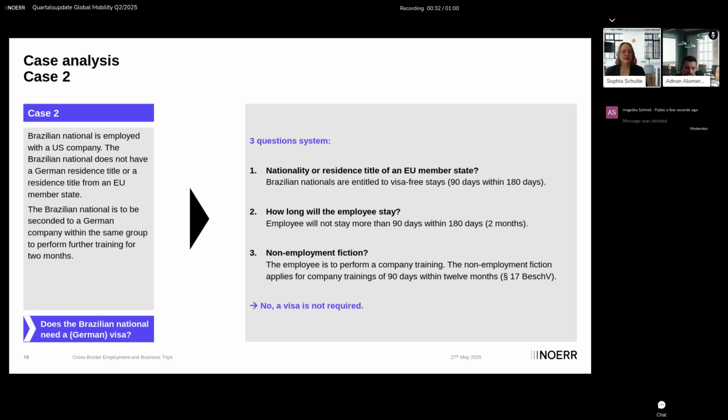In this case, as Adnan already said, all activities that are necessary for this further training, so listening to some lessons, even doing some practical training, all these activities fall under this non-employment fiction. However, if the employee should, after maybe this 2 months, stay for another week just to work at the German company, this would not be covered by this non-employment fiction. Therefore, a German work visa would be required for this additional week for this employee.